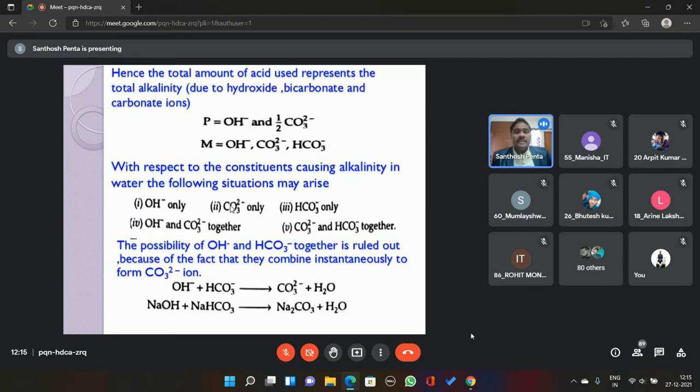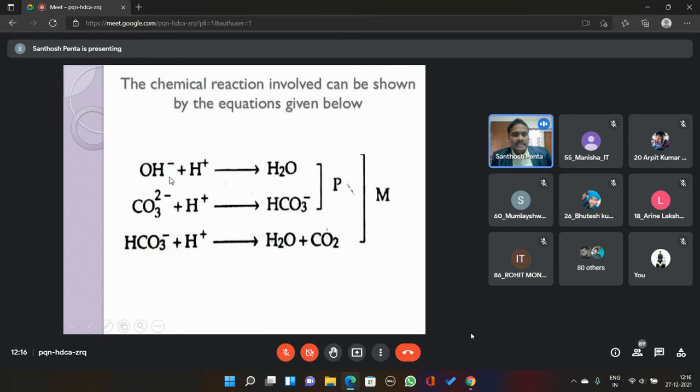Now see what was written here: the total amount of acid used represents the total alkalinity due to hydroxide, carbonate, bicarbonate ions. Hydroxide and carbonate ions alkalinity can be determined by phenolphthalein indicator. Then total alkalinity, that means hydroxide, carbonate, bicarbonate, can be determined with the help of methyl orange indicator.